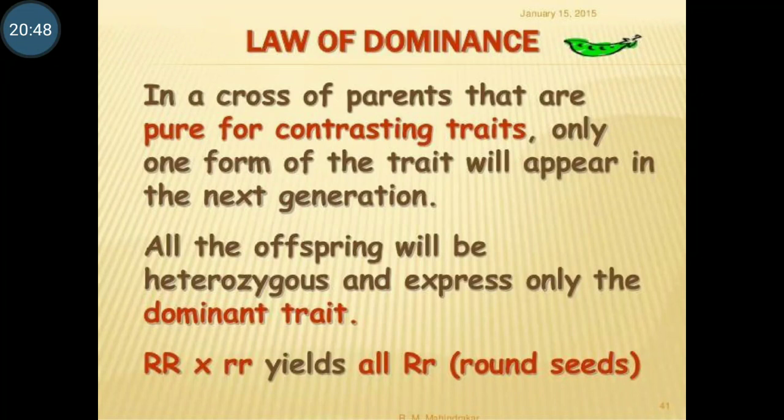Law of dominance. In a cross of parents that are pure for contrasting traits, only one of the traits will appear in the next generation. All the offspring will be heterozygous and express only the dominant trait. For example, RR and rr, that is round seeds and wrinkled seeds, but capital R and small r represents round seeds, all heterozygous round seeds.